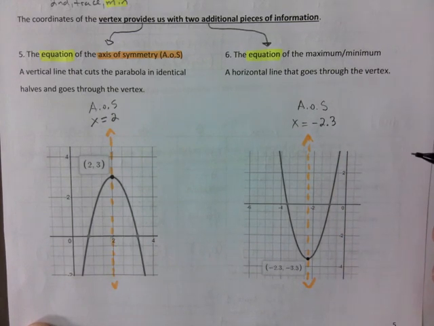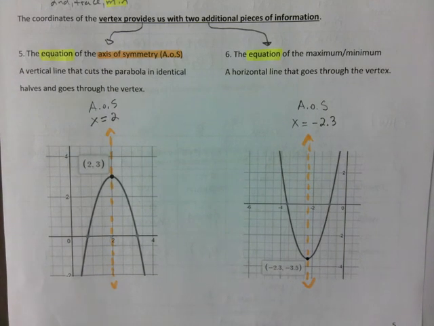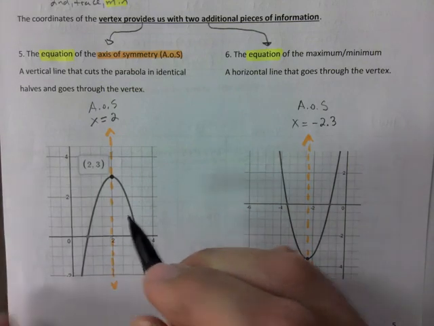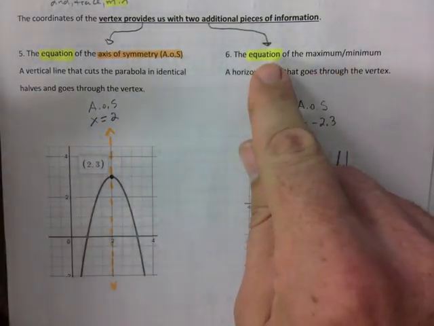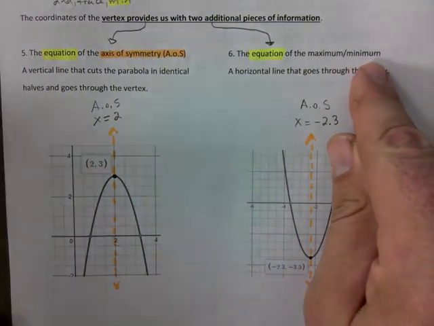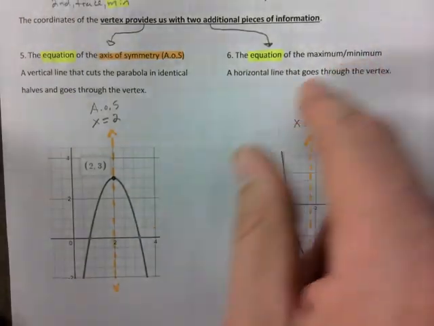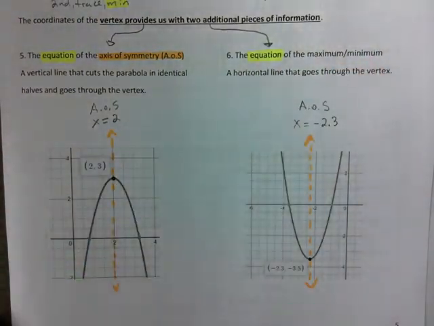Do you remember vertical lines in Intro to Applied and Pre-Cal? You should have talked about vertical lines. It's always x is equal to a number, and your horizontal lines are always y is equal to a number. Okay. And then for the other one, the other part is what we call the equation of either the max or the min, and I use green for that.